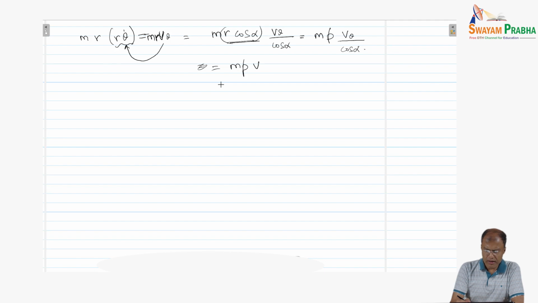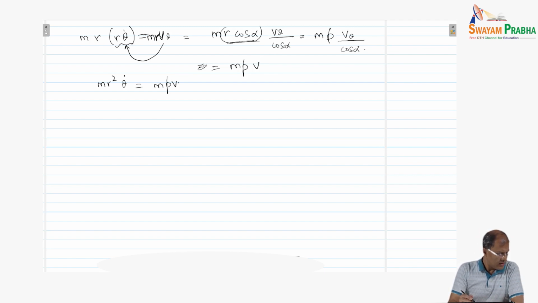Now let us recap whatever we have found. m r square theta dot is equal to mpv, right? v is the velocity. Let me keep it magnitude wise, so let me remove the vector sign everywhere. We are just playing around with magnitude here.